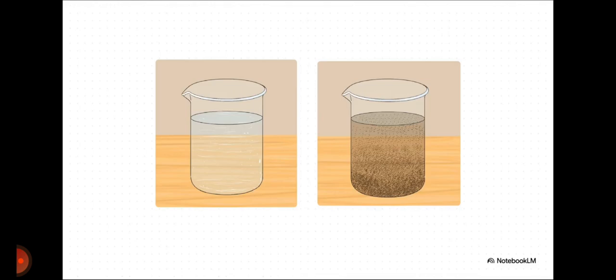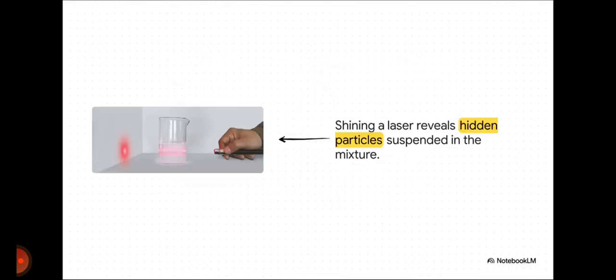But then, look at the beaker on the right. This is a heterogeneous mixture, kind of like sand stirred into water. It is definitely not uniform. You can easily see those heavy sand particles, and if you wait a bit, gravity just pulls them right down to settle at the bottom of the glass. But sometimes our eyes can totally deceive us.